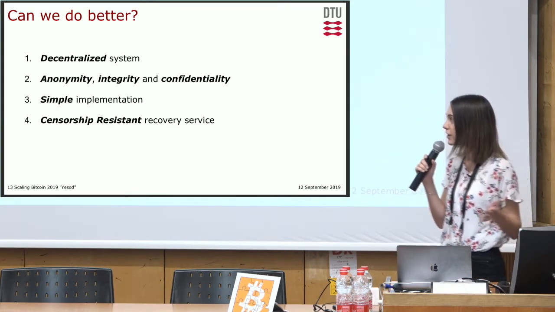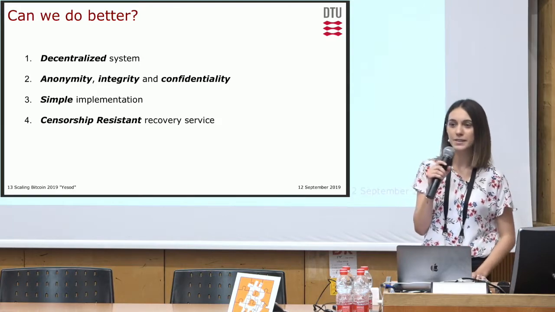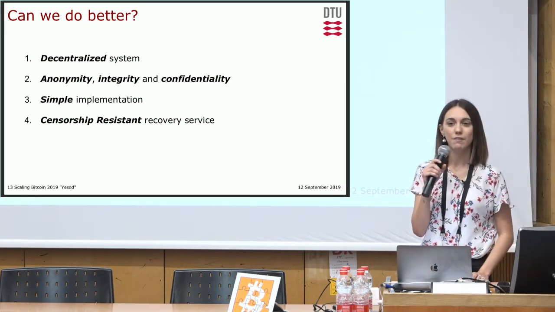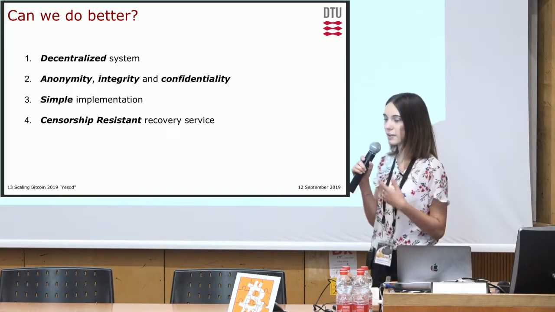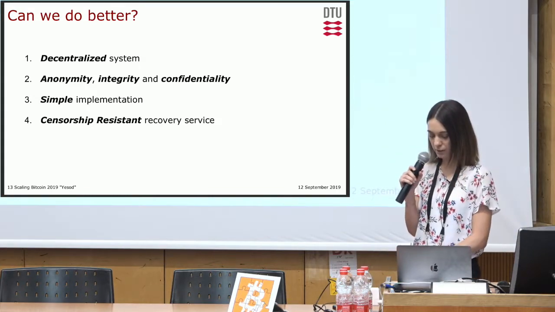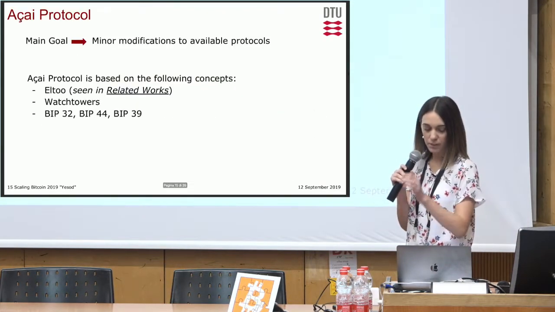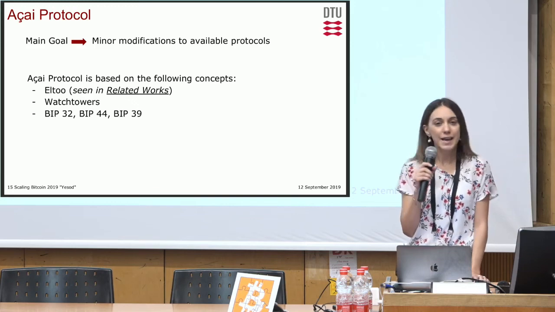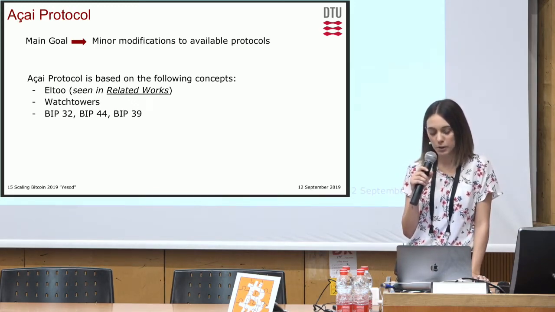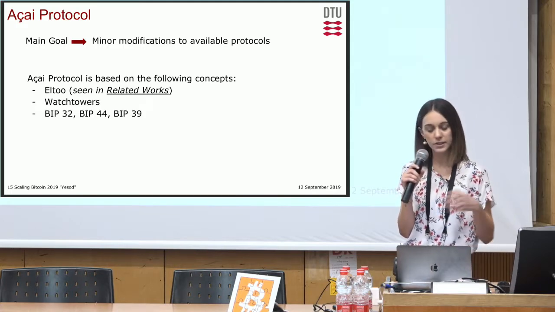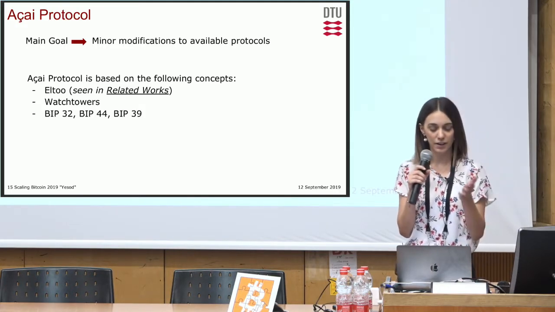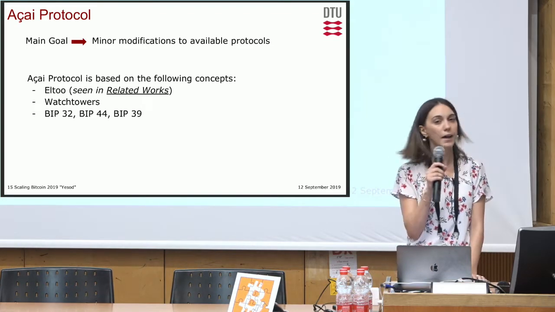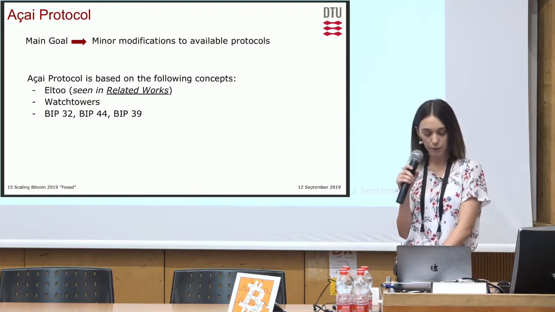It has to be simple, but relying on existing concepts already in Lightning or Bitcoin, and also it has to be always available. So every time that a node needs a backup, just send it. So to achieve one of the main goals, applying minor modifications to the standard protocol, ASI is based on three concepts that are already present in Lightning Network and Bitcoin: L2, that we already saw in the related works, watchtowers, and the BIP32, BIP44, and BIP39 in Bitcoin.